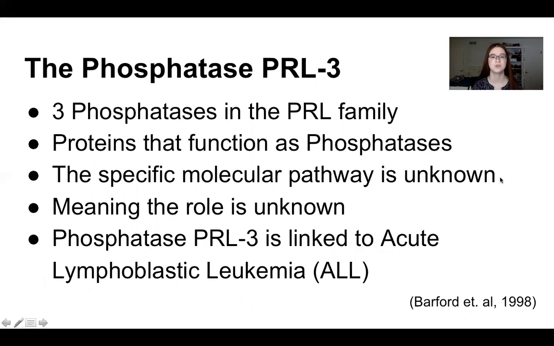So the phosphatase of interest that I looked at was phosphatase PRL3, which is a part of the PRL family, which contains 3 phosphatases. These PRLs are actually just proteins that act as phosphatases, but because the specific molecular pathway is unknown, the actual role of the phosphatase PRL3 family is also unknown. However, phosphatase PRL3 is linked to acute lymphoblastic leukemia.